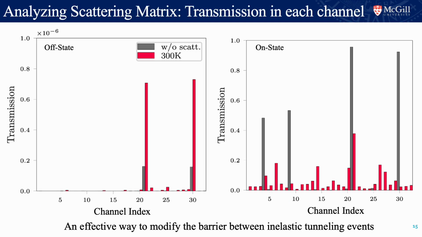It is not only the tail states that play a role here. We could analyze the scattering matrix to see temperature-dependent transmission on each channel. You can see when temperature increases, there are more channels responsible for transmission in on-state. Another thing we can observe is that in on-state, the transmission in each channel reduces when including the scattering, and it is the opposite of the off-state. This result at least shows that our method is an effective way of modifying the barrier between inelastic tunneling events, and in this way, we also include some inelastic scattering effect.